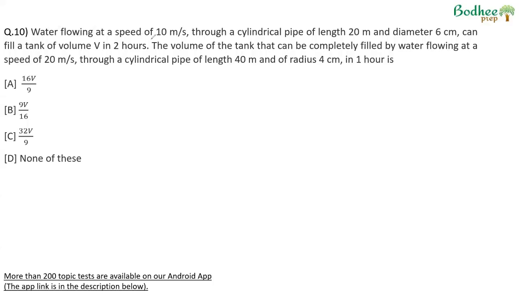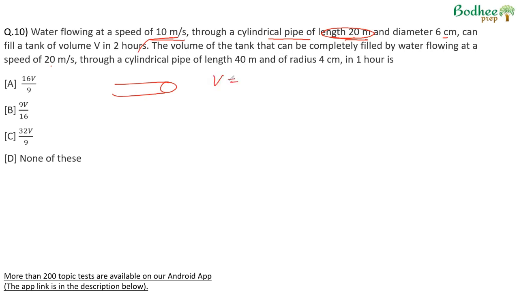Water flowing at a speed of 10 meters per second through a cylindrical pipe of length 20 meters. Length of the pipe should not matter, just the cross section, cylinder. Just the cross section of the pipe, the length will be because of water. Diameter 6 centimeter can fill the tank of volume V in 2 hours. The volume of the tank that can be completely filled by water flowing at a speed of 20 meters per second through a cylindrical pipe of length 40 and radius 4 in 1 hour.